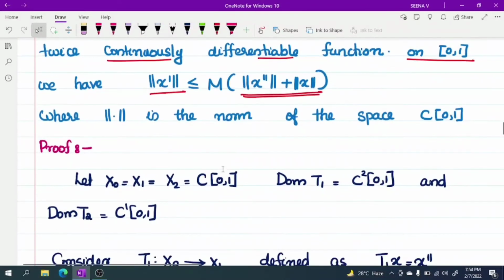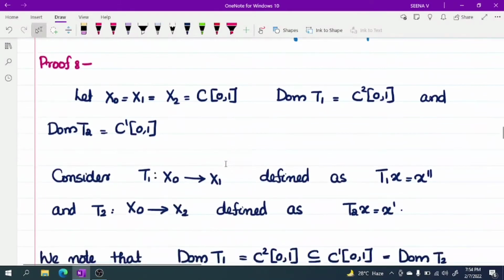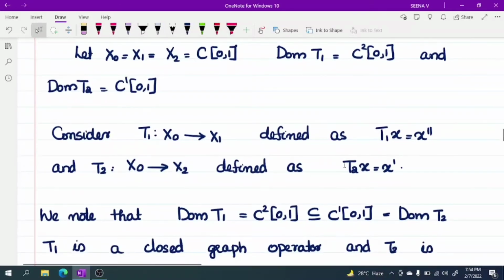So what about T1? We define T1 as the second derivative, and T2 as the first derivative. So T1 from X0 to X1 is defined by T1x equal to x''. Therefore, this is a twice continuously differentiable function. And T2 from X0 to X2 is defined by T2x equal to x'.